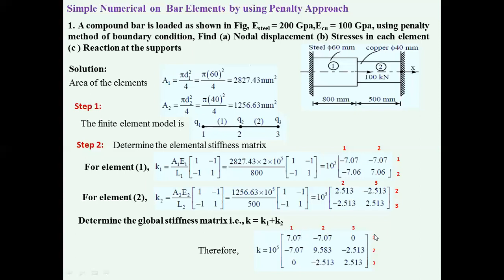Again go to 2 cross 1. So 2 cross 1, here we have minus 7.07. Here we don't have 2 cross 1. So you write as it is, minus 7.07.